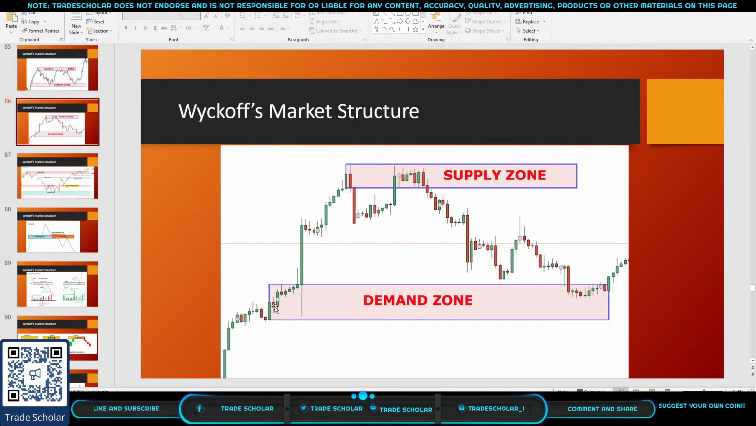So many buyers there that once it touched that price, it will pump hard. And as you can see, it did pump hard.